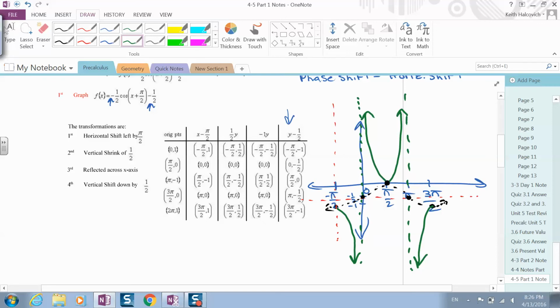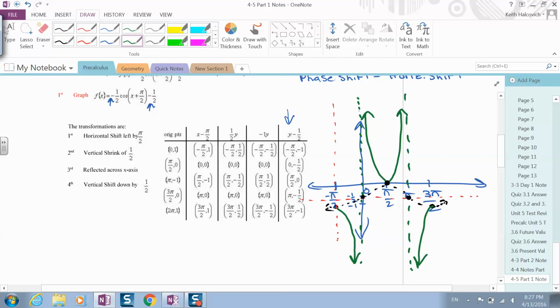Notice first we graph the cosine. We applied the horizontal shift left pi over 2. That gave me where the original y-axis would be. The vertical shift down by 1/2 gave me where the new, or the original, x-axis would be. So these points here are telling me what would have been 0 had it not been shifted.